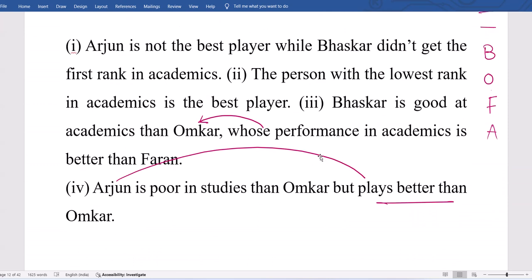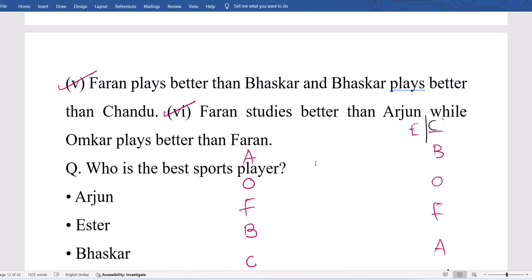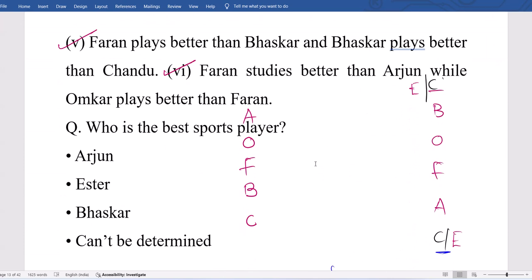Yeah, Arjun is not the best player. So we got the clarity. Arjun is not the best player, so above that there is one person. Arjun is not the best player. This is regarding sports.